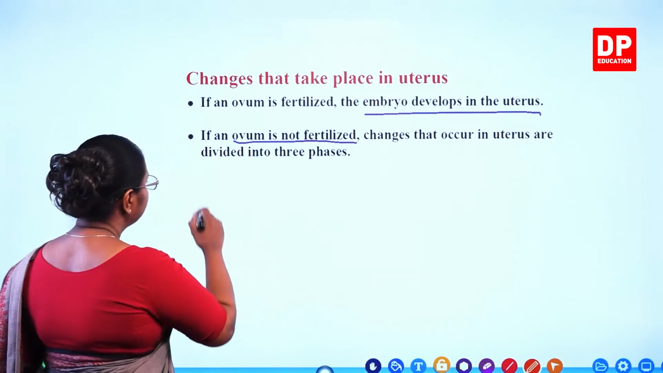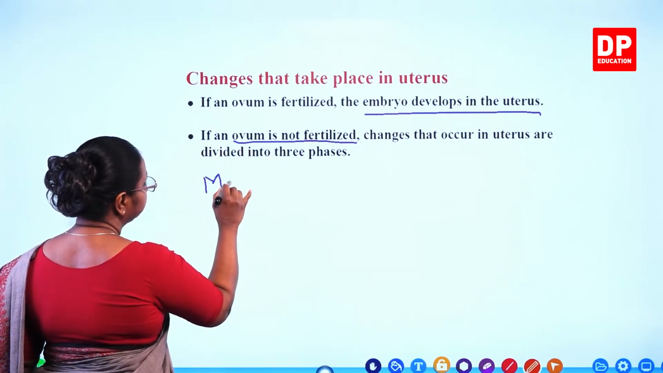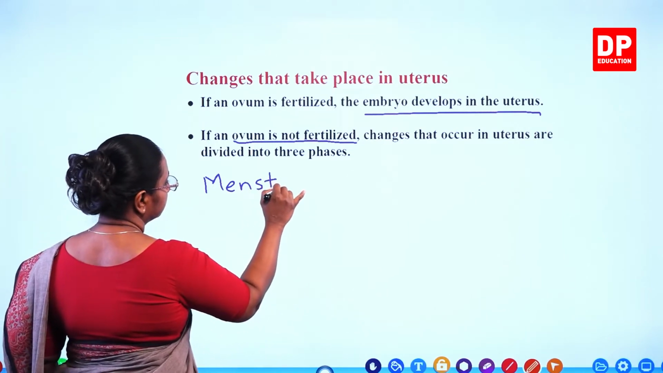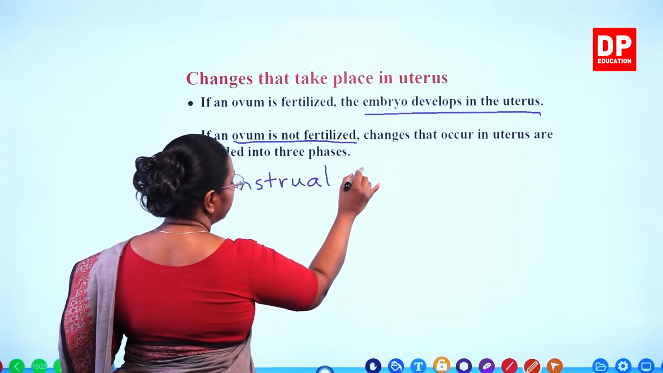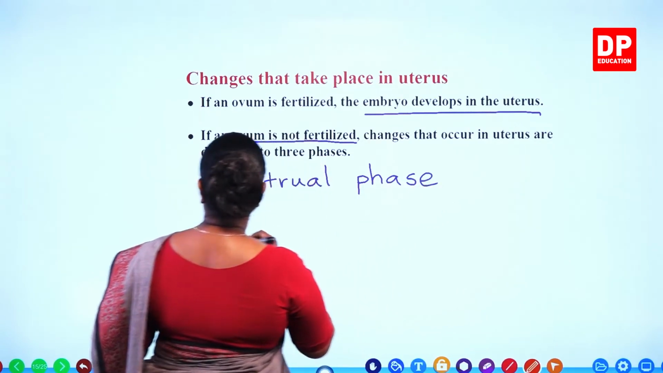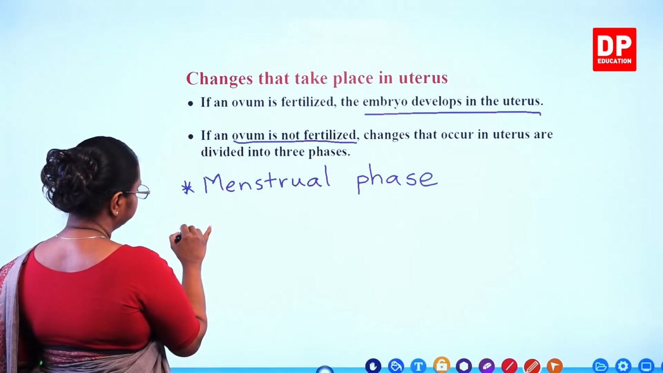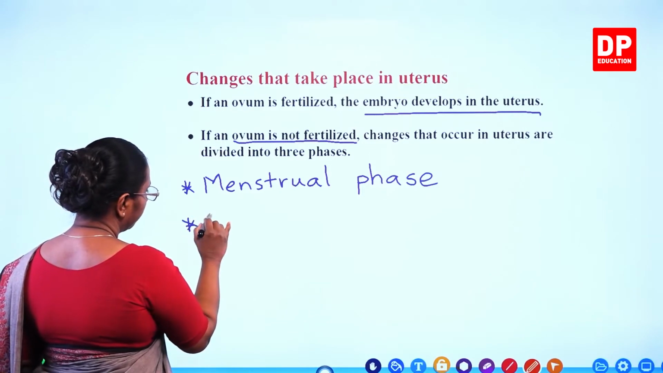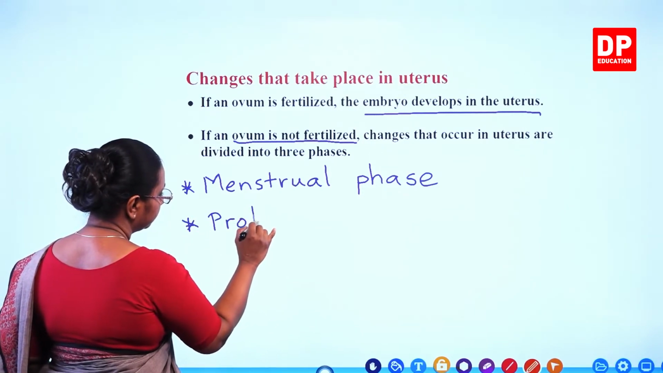So, the first phase is the menstrual phase. Then we have the proliferation phase.